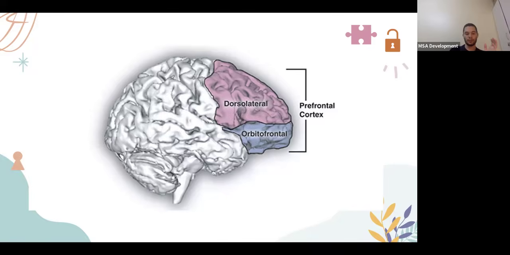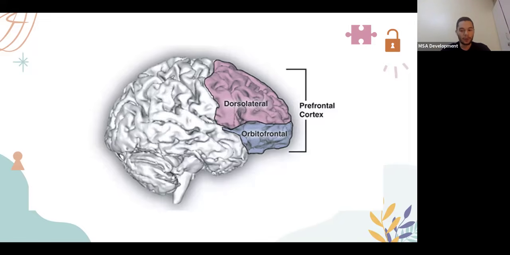What are the functions of each? Dorsolateral prefrontal cortex, why is it important? It's important for your decision-making, your prioritization of stuff, and your thinking. So your thinking memory, your working memory is all in the dorsolateral prefrontal cortex. Then you have the orbitofrontal cortex.